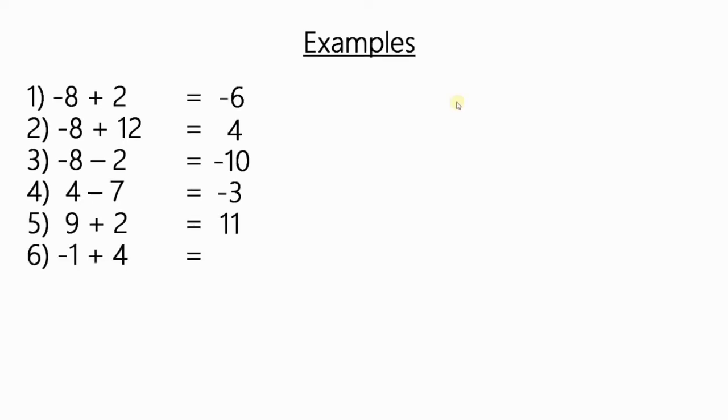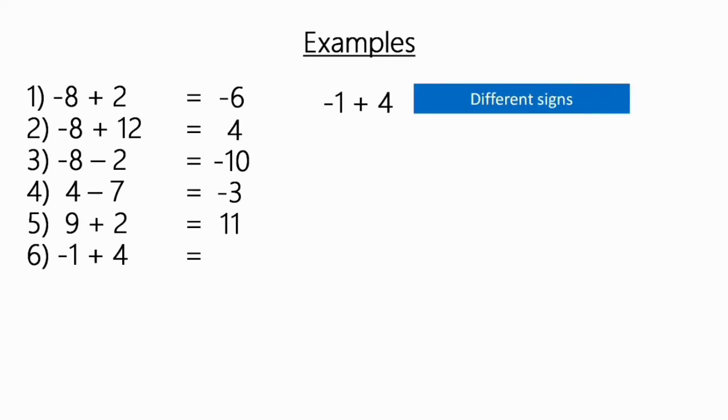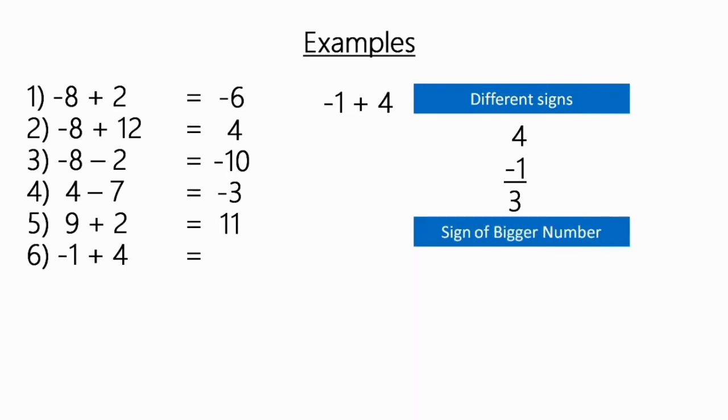Let's see number 6. Minus 1 plus 4. Minus 1 plus 4, they are of different signs. So you subtract the smaller magnitude from the bigger. So 4 minus 1 is 3. And the sign of the bigger number is positive. 4 is positive. So the answer will be a positive 3. So minus 1 plus 4 is positive 3.